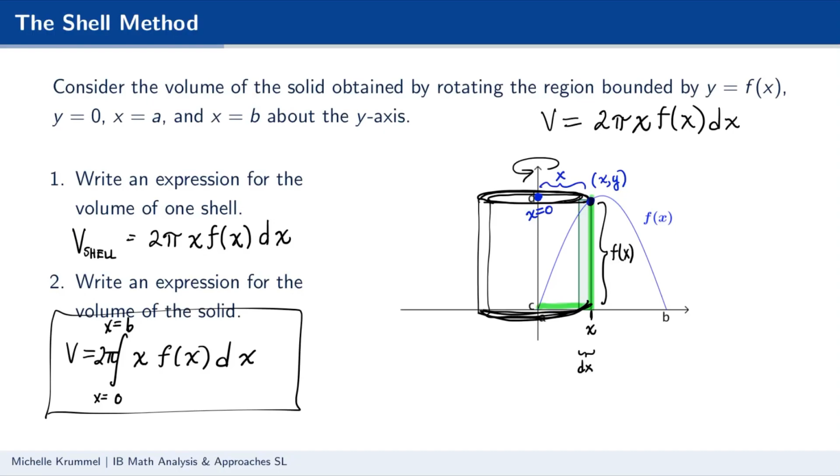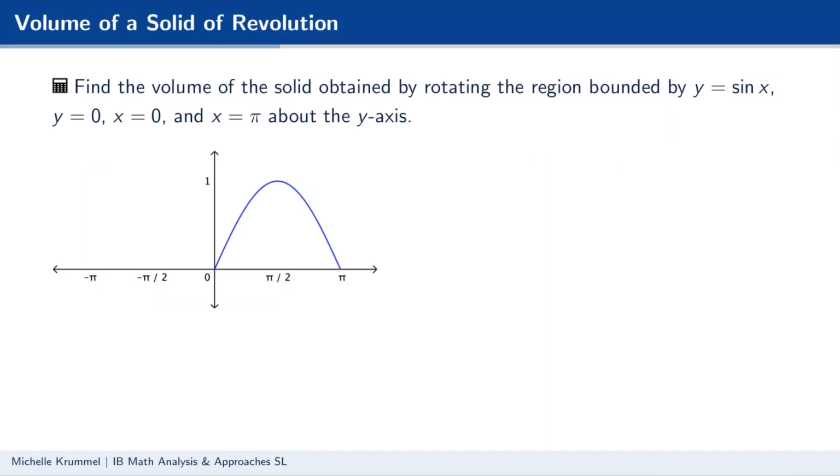So 2 times pi times radius times height, which translates into 2 times pi times x times y. And now we can go ahead and solve this problem. So we know that the equation is y equals sine x. Our interval is going from 0 to pi, and we're rotating around the y-axis.